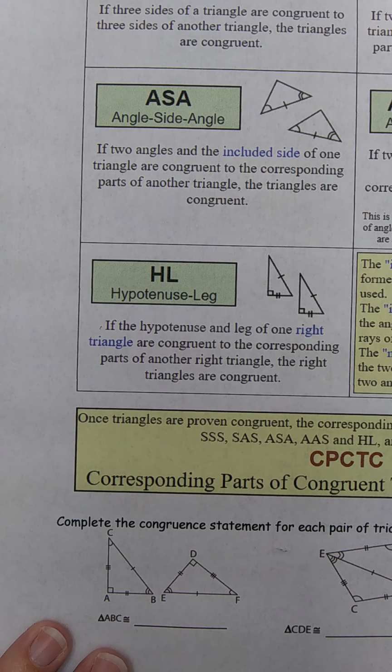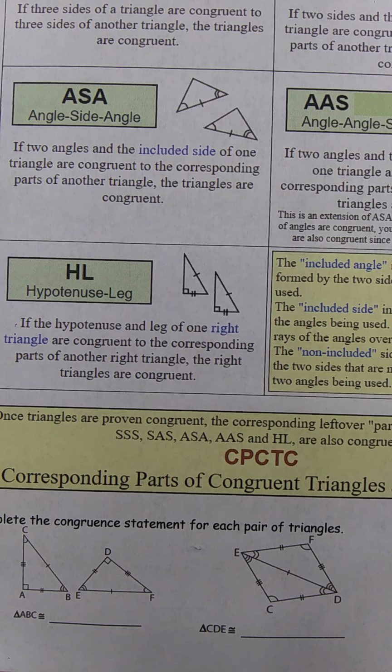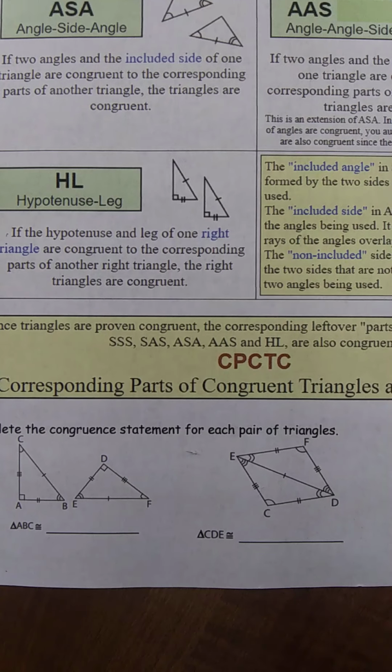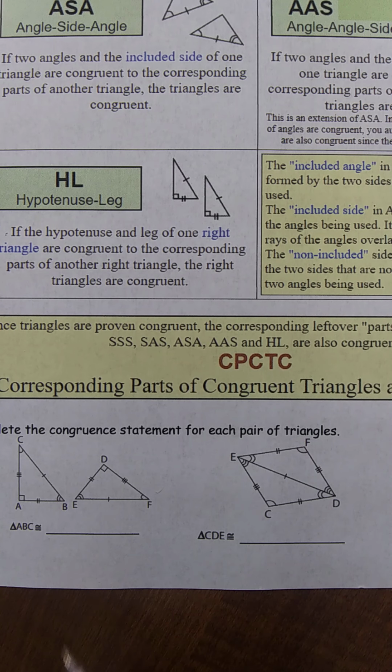Now when we were doing that, we did some CPCTC proofs to prove that the triangles were congruent, which meant the corresponding parts of those congruent triangles would be congruent. We practiced writing some congruent statements, so we're just going to fly through those real quickly, and then I'm going to give you a couple of examples as well just to make sure you remember.